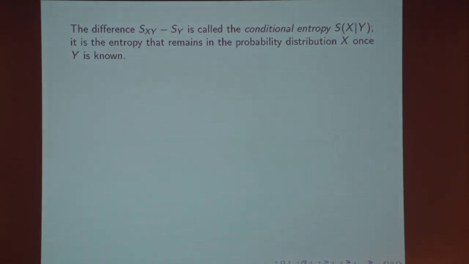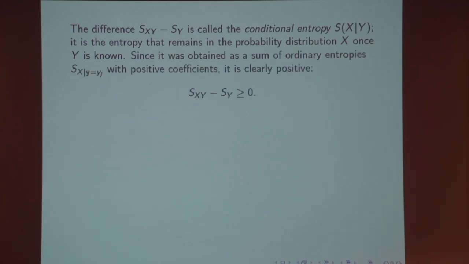So the difference that we just arrived at, S of xy minus S of y, is called the conditional entropy, S of x given y, where the single vertical bar stands for conditional, as in conditional probabilities. It's the entropy that remains in the probability distribution x once y is known. Well, it was obtained as a sum of conditional entropies, which were positive, with positive coefficients, so it's clearly positive. After all, it measures what Bob still doesn't know after hearing whatever he's going to hear, so it ought to be positive. This isn't true quantum mechanically, though, by the way.